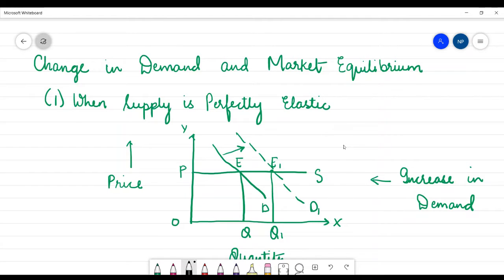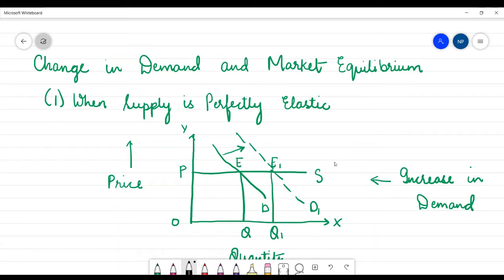Welcome children. Today we are going to cover the last topics of the chapter on market forms. We have studied the change in demand and market equilibrium, and we've also covered the change in supply and market equilibrium, and when both demand and supply change simultaneously. Today we are going to see a few more cases about change in demand and market equilibrium.